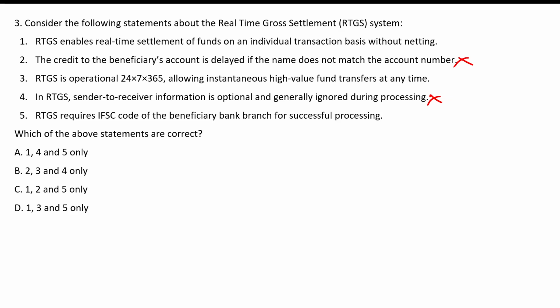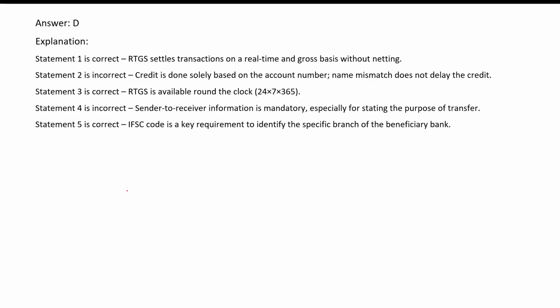RTGS requires the IFSC code of the beneficiary bank branch for successful processing. Again, this statement is correct. So 1, 3 and 5 are correct, making option D the correct answer for this question.